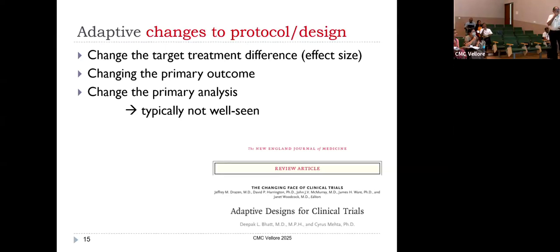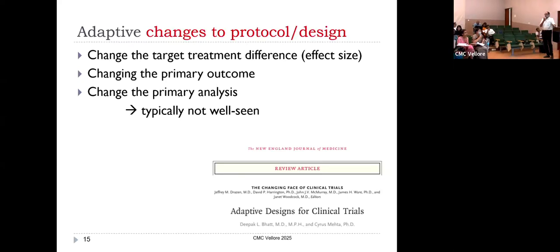Those are changing the target treatment difference or the effect size, changing the primary outcome, or changing the primary analysis. These are big no-nos. They are frowned upon. You should not be doing that. You should plan your protocol properly, because it is not well seen to change your protocol midstream.